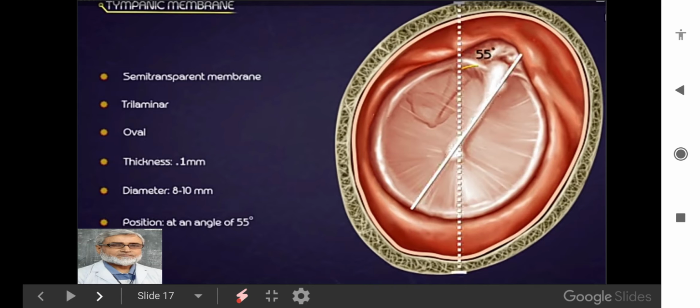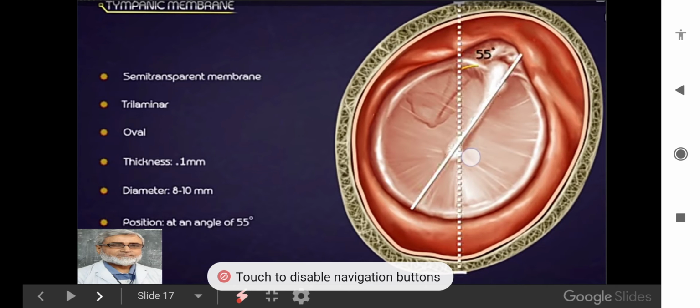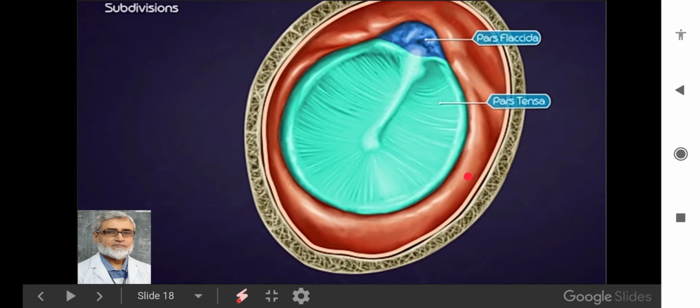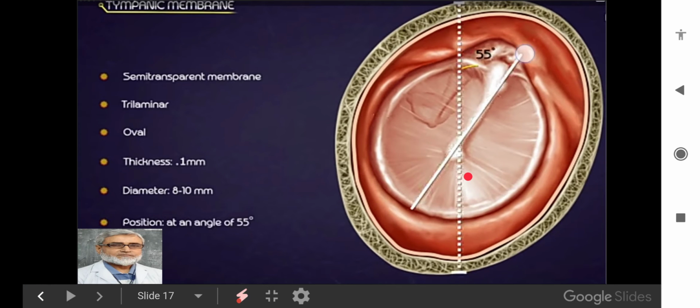The diameter is approximately 8 to 10 mm, and the position is at an inclination. See here, this is the vertical line, and the inclination line is this. This is the angle. Inclination is approximately 55 degrees. So it is inclined, just remember this.